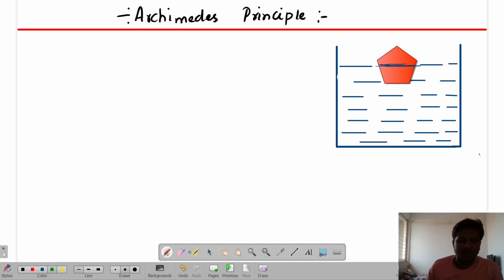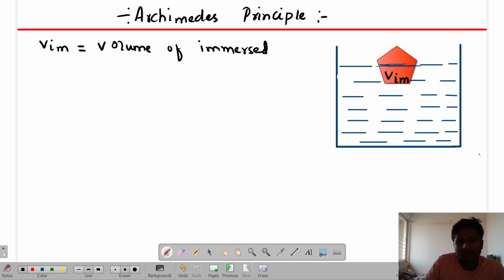So then Archimedes gave this principle: let's suppose the volume immersed is VIM, I'm representing immersed volume as VIM, the volume of immersed liquid inside the water. Sorry, inside the water is not a good idea to write. Volume of object, sorry, volume of object.